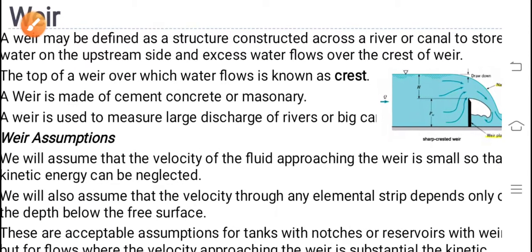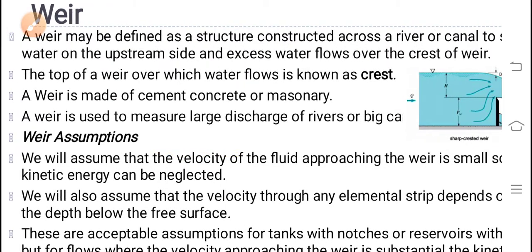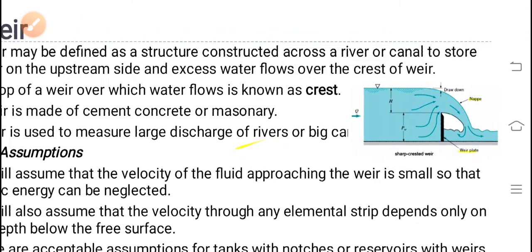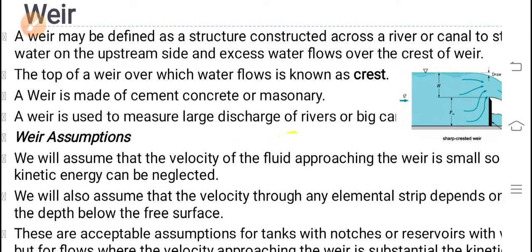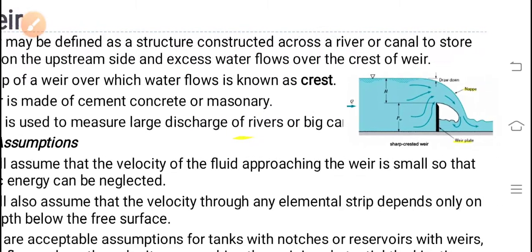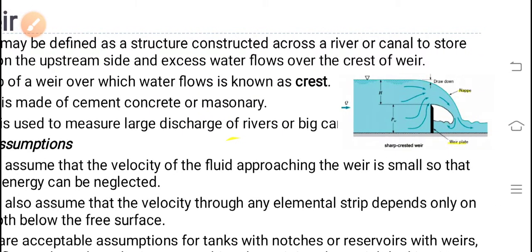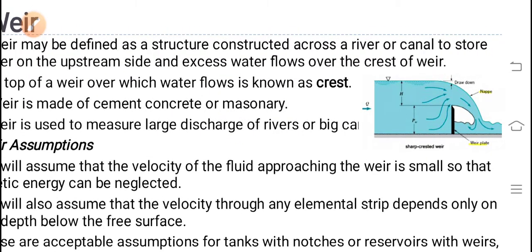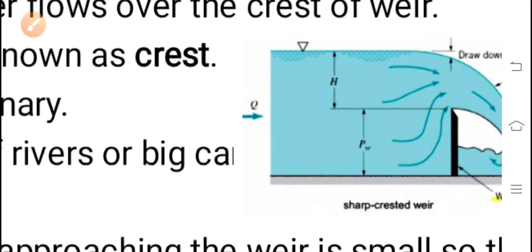Weir. It is also a discharge measuring device. A weir may be defined as a structure constructed across a river or canal to store water on the upstream side, and excess water flows over the crest of the weir. Here also this is the crest. You can see this is the crest of the weir.